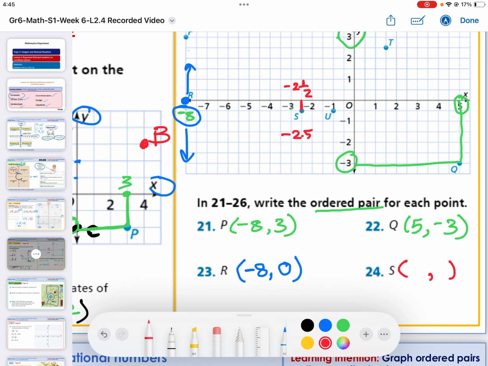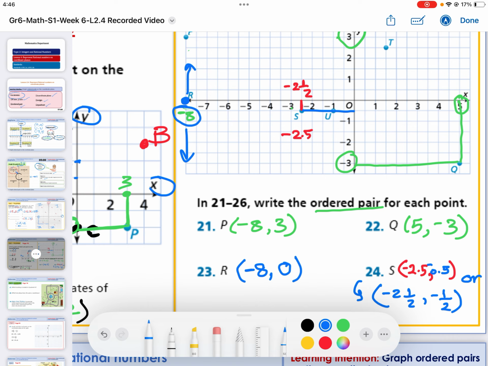So let's write it. This will be -2.5. And for the y coordinate, it's going to be what? Look, again, is it a whole number? No. The point here is located between 0 and -1. So what decimal comes between 0 and -1? As you can see, it's half the distance. So that will be -0.5. So you can write it as -2.5, or you can write it as -half. That will be point S. You can write it as a decimal or as mixed numbers and fractions.